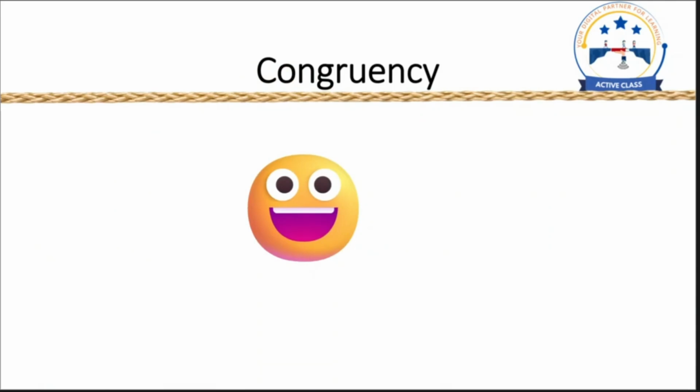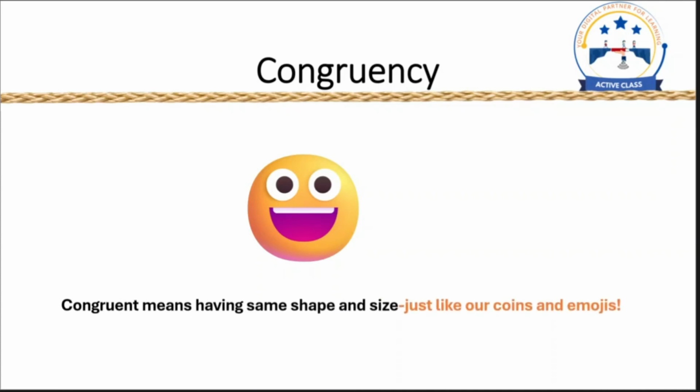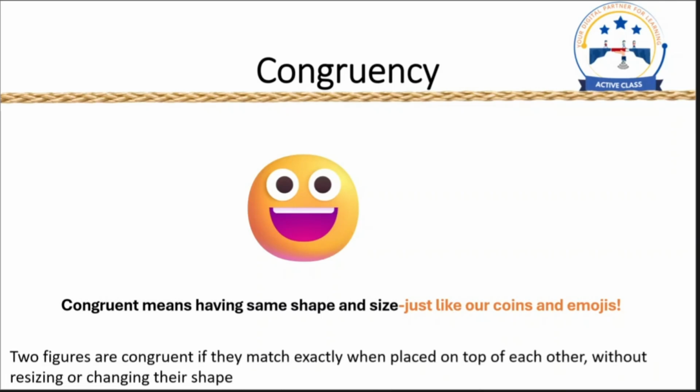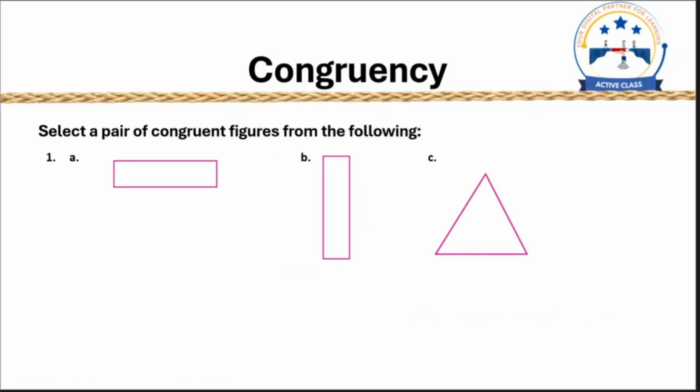If so, can you tell what does congruent mean? It means two figures having the same shape and size, just like our coins and emojis. Two figures are congruent if they match exactly when placed on top of each other without resizing or changing their shape.